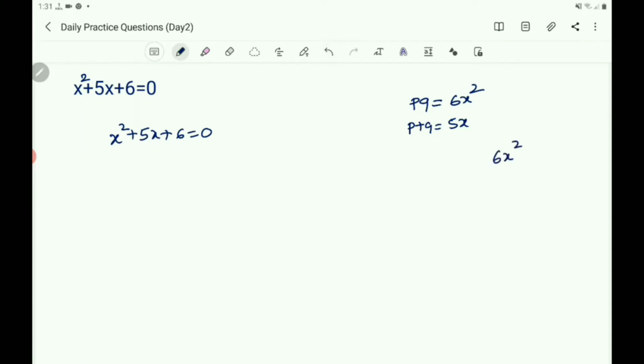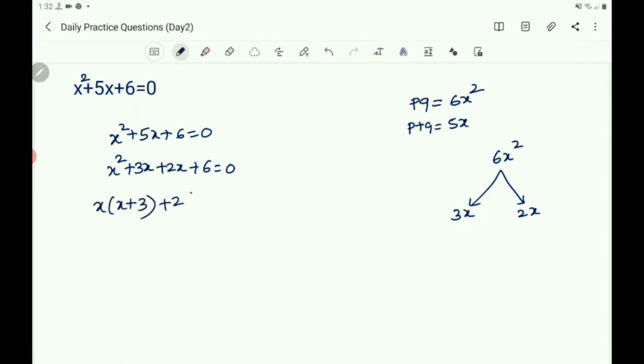So you write 6x square as 3x and 2x, because you know that 3x plus 2x is 5x, and 3x into 2x is 6x square. Then you write x square plus 3x plus 2x plus 6 equals 0. Then you write x into x plus 3 plus 2 into x plus 3 equals 0, and the common factor is x plus 3.